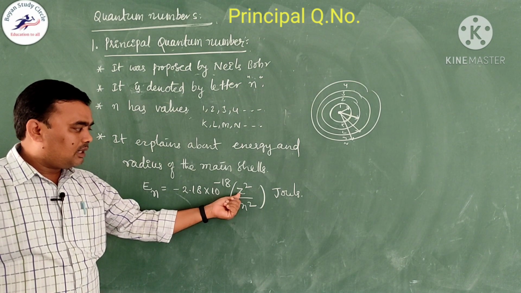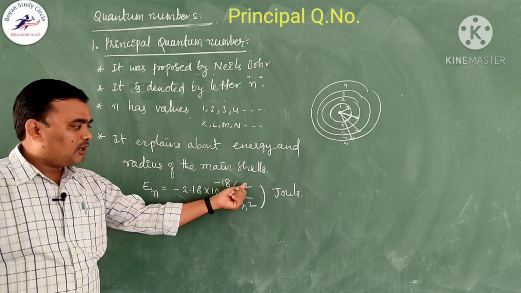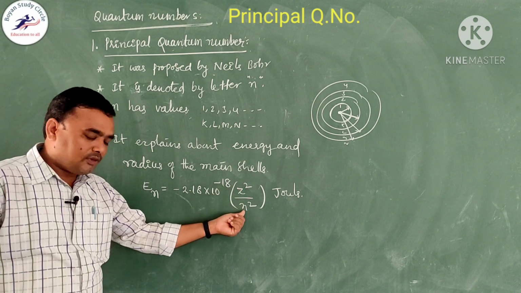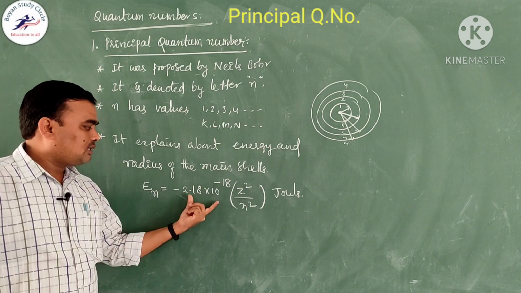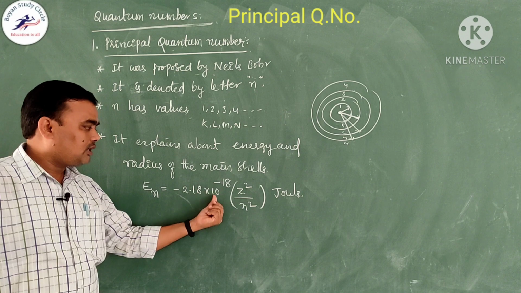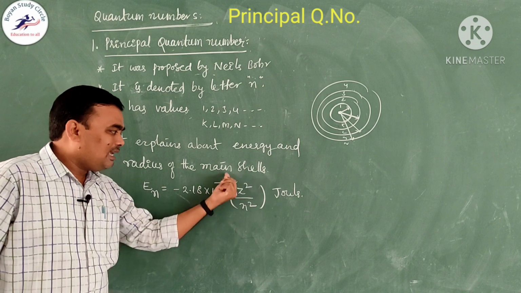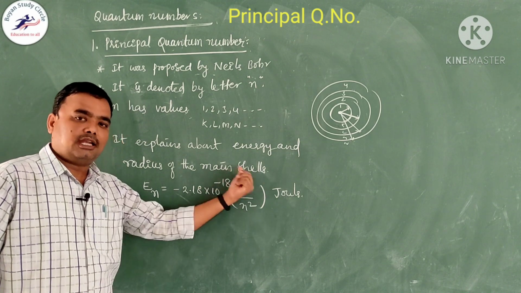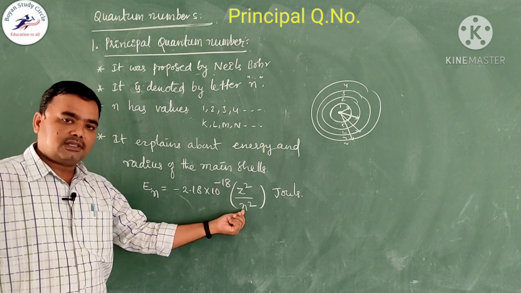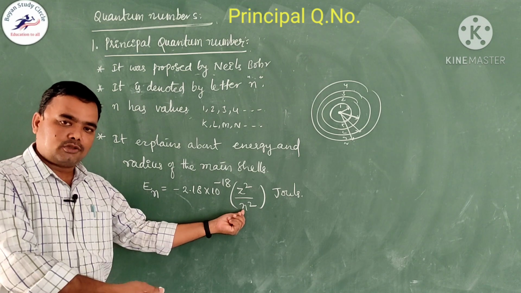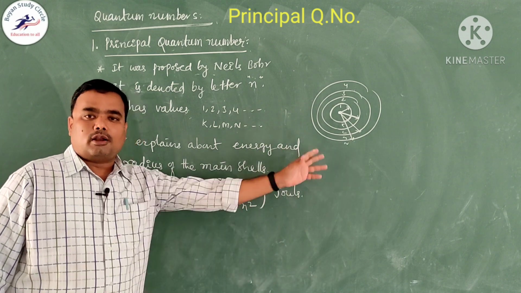For example, take the hydrogen atom. The atomic number of hydrogen is 1. If you substitute 1 here, Z square is 1, and for the first orbit n is equal to 1, so n square is also 1. So Z square by n square becomes 1, and the energy associated with the first orbit is minus 2.18 into 10 to the power of minus 18 joules. In this way you can find any orbit in any element. For helium, substitute the atomic number 2, with helium's first orbit 1, second orbit 2, and so on. For any element and any orbit, you can calculate the energy.